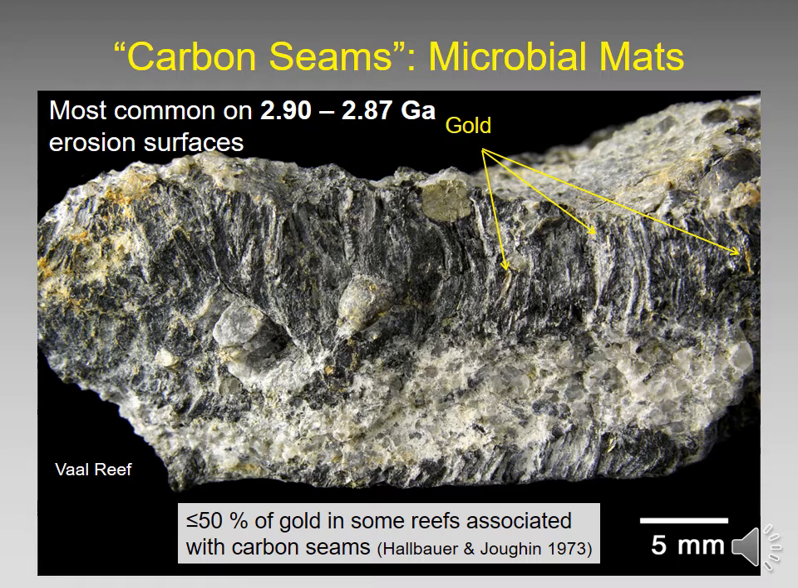But the carbon seams were famous for being particularly rich in gold. In some of the reefs, up to 50% of the entire gold content was bound to these carbon seams. And the carbon seams have been a widespread phenomenon, especially in the lower Central Rand group, on old erosion surfaces ranging in age from about 2.9 to 2.87 billion years.